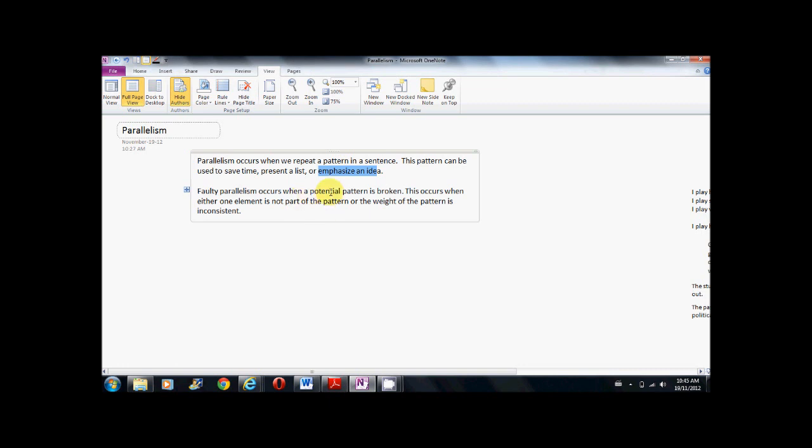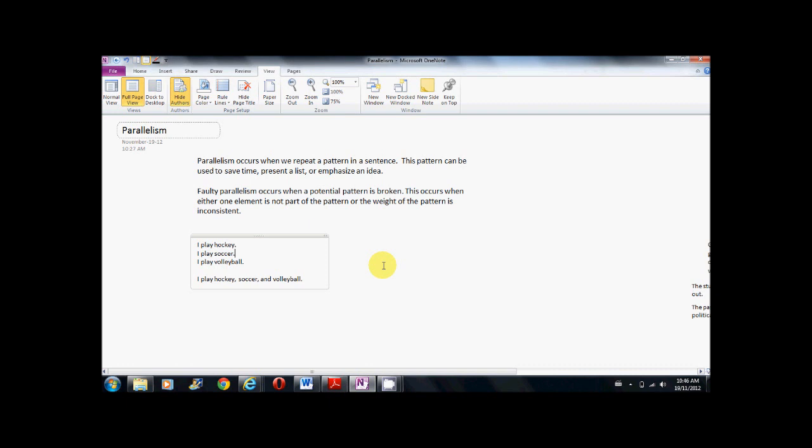This occurs when that potential pattern is broken. This occurs when either one element is not part of the pattern or the weight of that pattern is inconsistent. So let's take a look at some examples of correct parallelism, and we'll move towards those examples of the faulty parallelism. So again, just like my list here, we have another list, a very short selection of sentences.